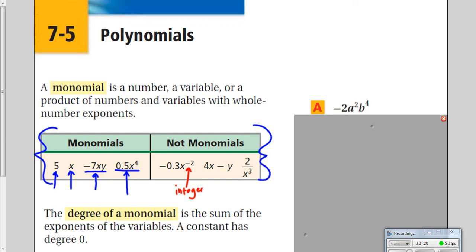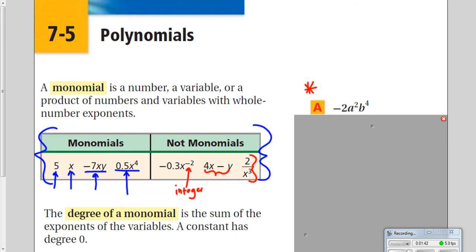Okay? This one is bad because it's not a product of numbers and variables. It's a difference. We can't have subtraction there. Okay? This one, same thing. This is a quotient. Something's being divided here. We can only have multiplication. Okay? Now, along those lines, look over here at letter A. This is a monomial. Okay, you'll see a few on your paper right now.